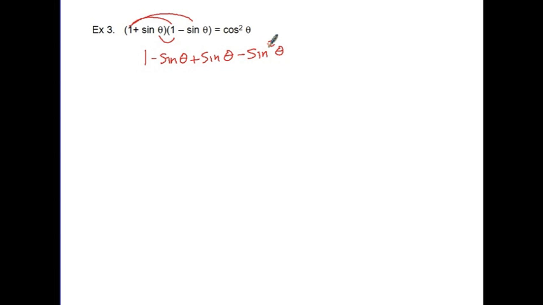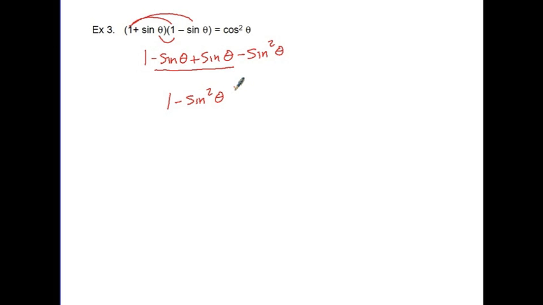Make sure you put the squared with the sine, not with the angle, the theta or the alpha or the beta or whatever. It always goes with the sine or cosine or whatever it is that you're looking at. So what happens to these two middle terms? Those cancel each other out, so we're left with 1 minus sine squared.